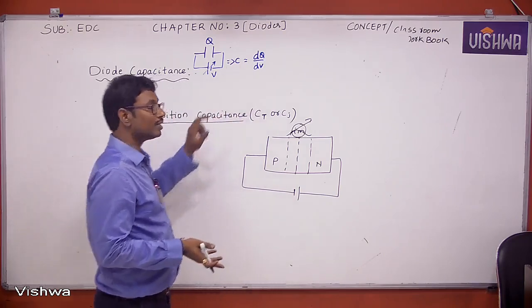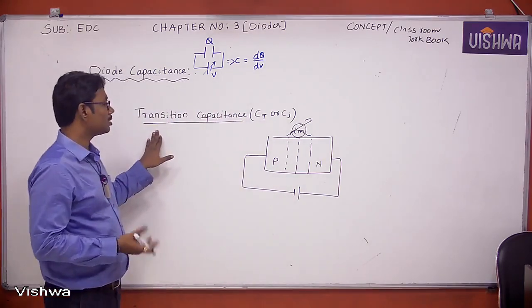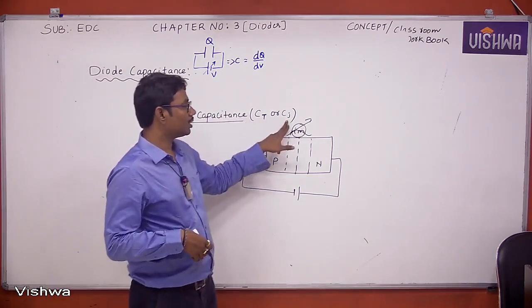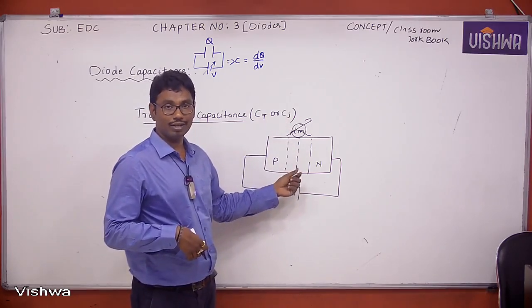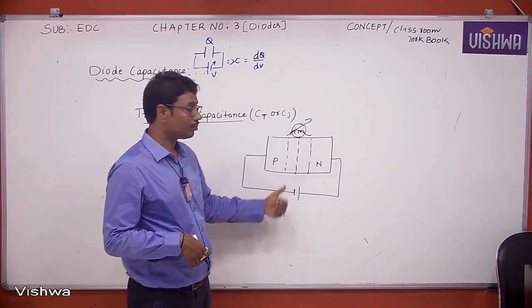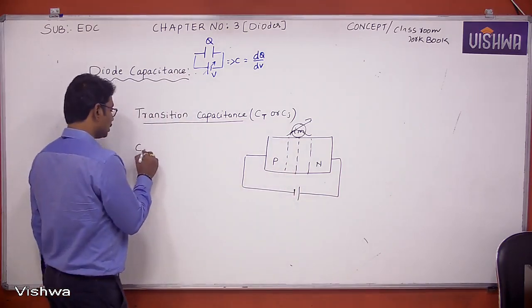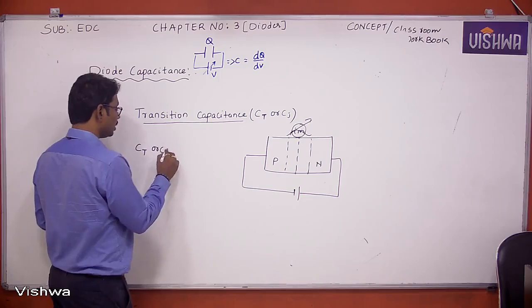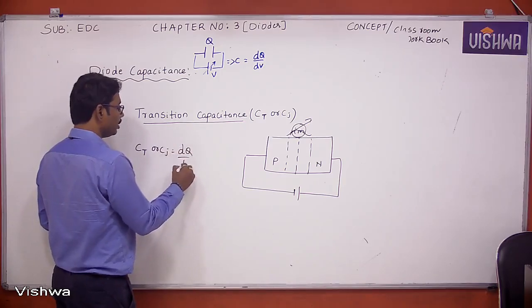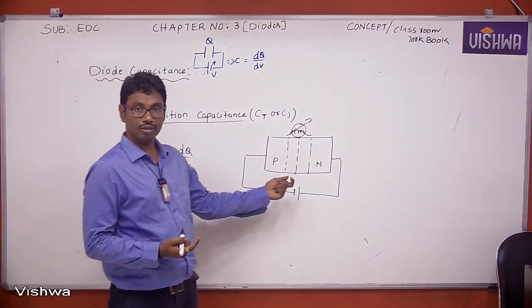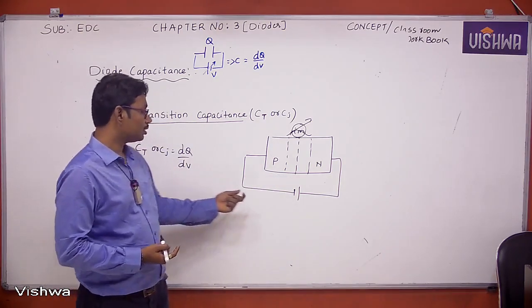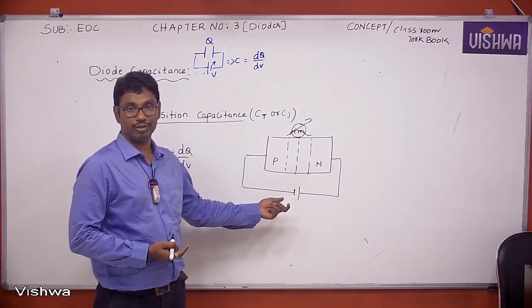Capacitance. This capacitance is called which capacitance? Transition capacitance. This is also called junction capacitance, because here the immobile charge is varied at the junction. Right? So CT or CJ is equal to dq by dV, where dq is the change in immobile charge and dV is the change in the applied reverse voltage.